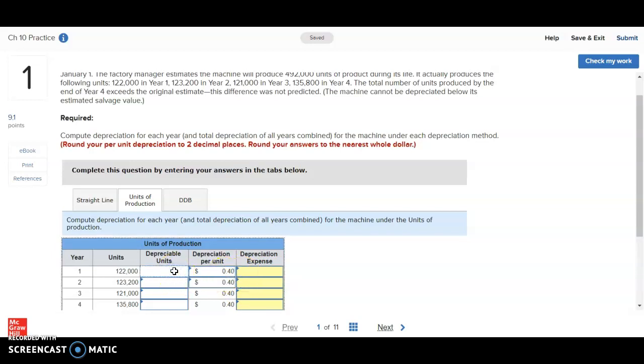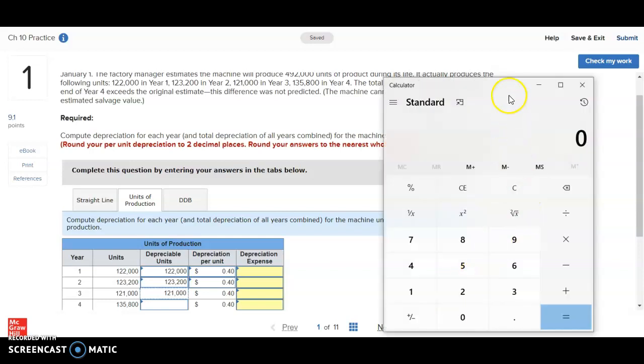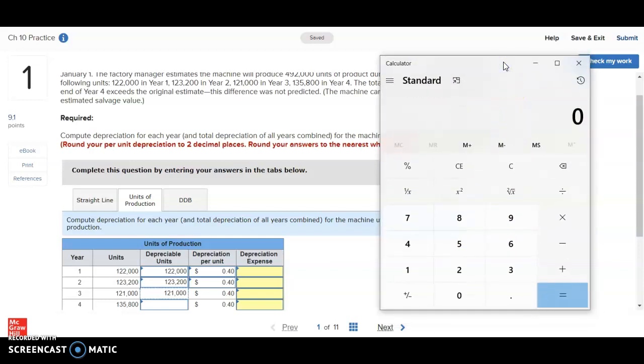So in year 1, they said that we had 122,000. In year 2, it was 123,200. In year 3, it was 121,000. And then the last year, remember it said that it exceeded the original estimate. Well, we can't depreciate below that salvage value. So what we have to look at now is if we had 492,000 that we were allowed to depreciate, how many have we depreciated so far and what are we allowed to depreciate left?